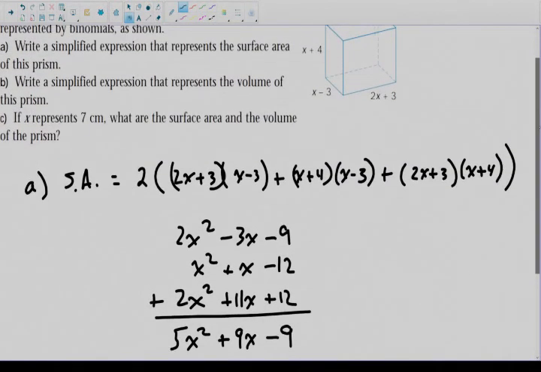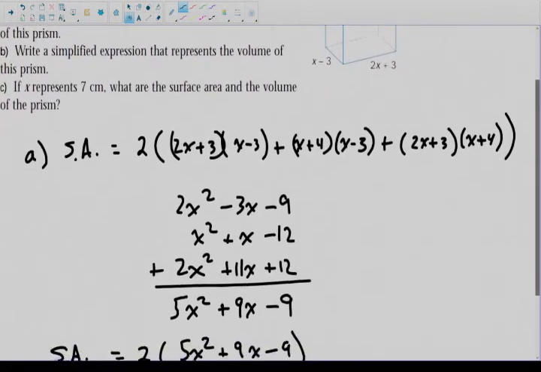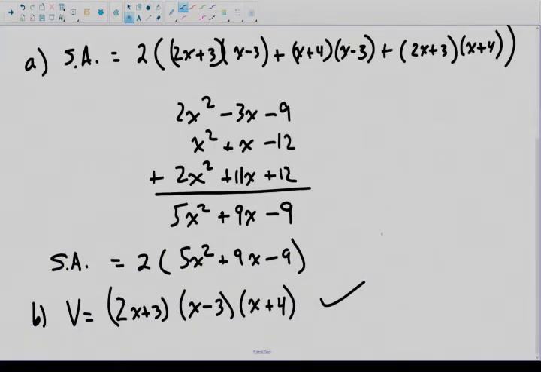And then it says if x represents 7 centimeters, what are the surface area and the volume of the prism? So that is not difficult, folks. I'm going to leave that up to you. Just substitute 7 in for x for both of these. And again, check to see what you get.